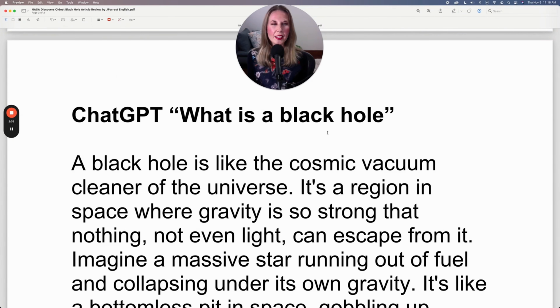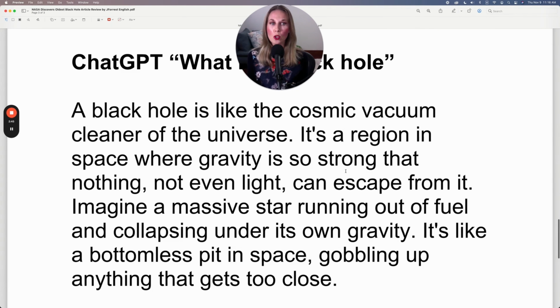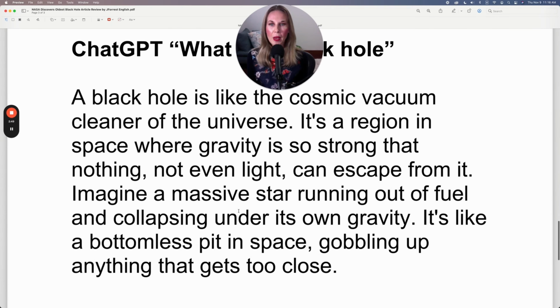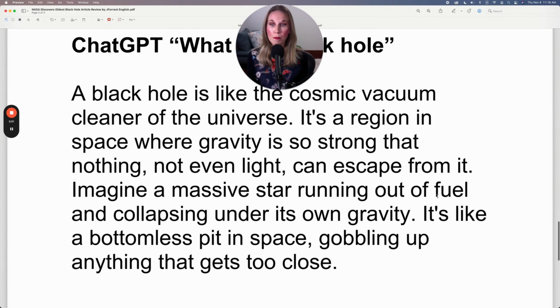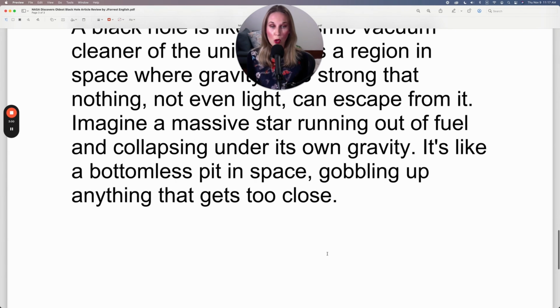ChatGPT, what is a black hole? A black hole is like the cosmic vacuum cleaner of the universe. It's a region in space where gravity is so strong that nothing, not even light, can escape from it. Imagine a massive star running out of fuel and collapsing under its own gravity. It's like a bottomless pit in space, gobbling up anything that gets too close.